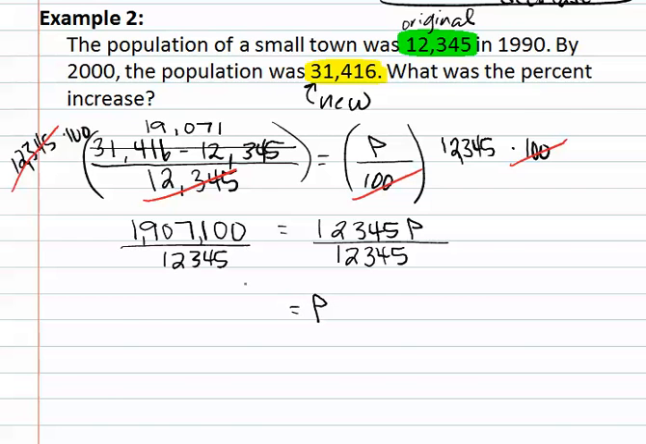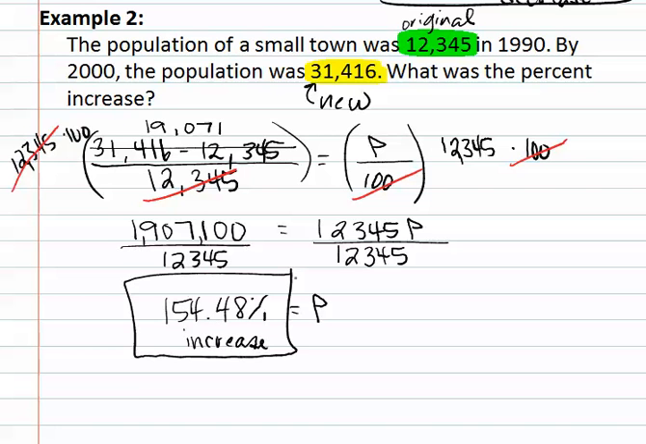Which gives us P equals 154.48% if we are rounding to the hundredths. Remember, this is our percent increase. Remember, when doing percent increase, you must do the change over the original number and set that equal to the percent over 100.